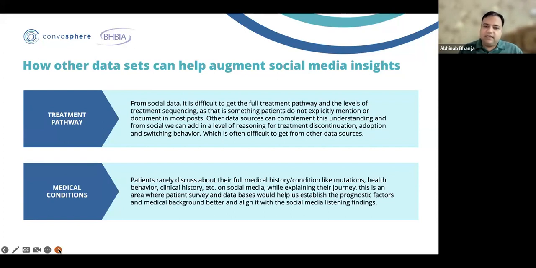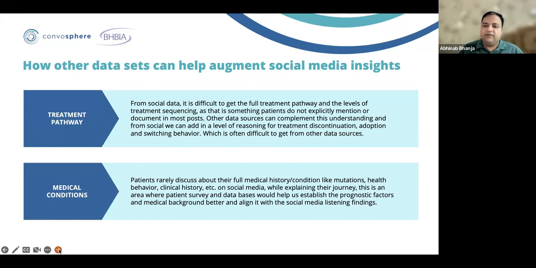Same as the case with medical conditions. Patients do not always describe their medical history or conditions, like mutations, health behaviors, clinical history, on social media posts. Some patients do that, but it's not a very general behavior. So in that case, patient survey data or data from other databases is helpful for us to establish what the prognostic factors are, what the typical medical background is of patients suffering from this condition. That helps us define that landscape.